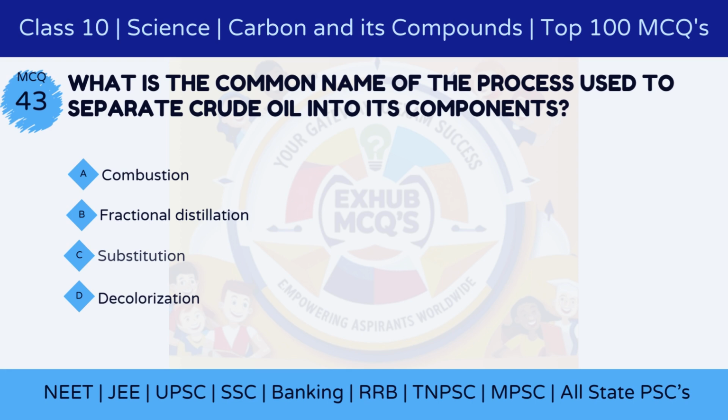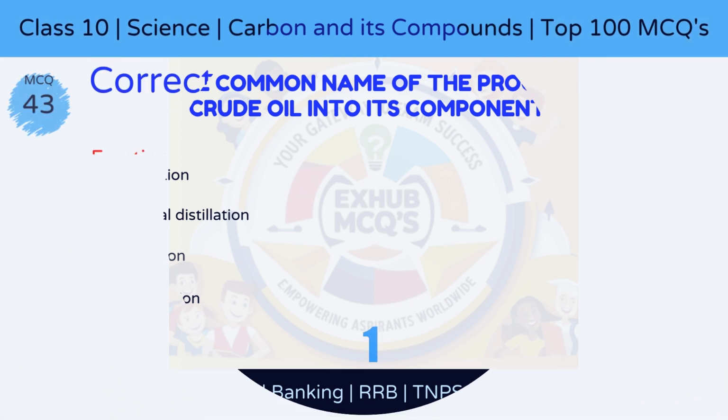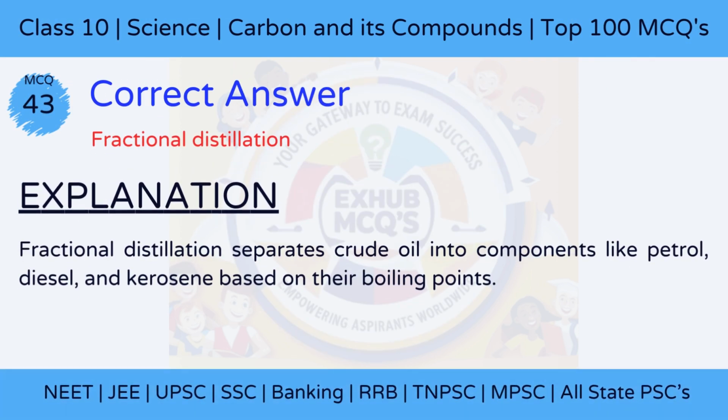MCQ 43. What is the common name of the process used to separate crude oil into its components? Option A, combustion. Option B, fractional distillation. Option C, substitution. Option D, decolorization. The correct answer is option B, fractional distillation. Explanation: fractional distillation separates crude oil into components like petrol, diesel, and kerosene based on their boiling points. Each fraction has a specific range of boiling points.